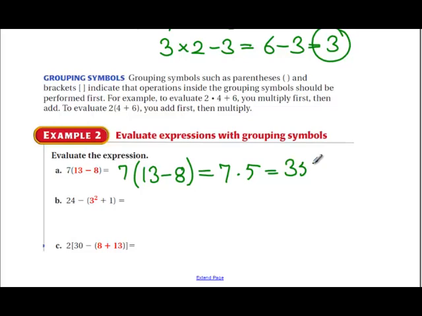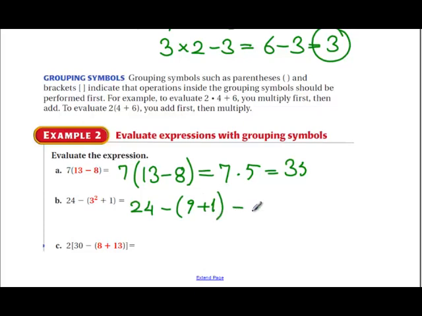Second part, we have a grouping symbol. Inside the grouping symbol we have 2 different operations. One is power, second one is addition. Inside a grouping symbol, if you have more than one operation, basically we go back to our steps and we have to follow the steps inside a grouping symbol as well. So we have to perform the power first. So 3 squared equals 9, 9 plus 1.